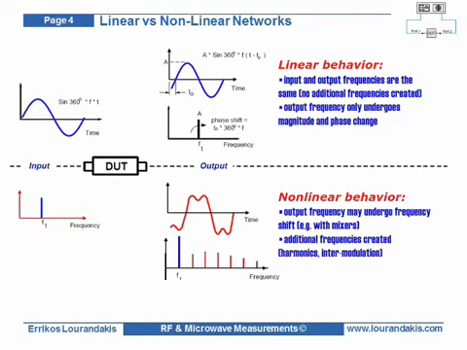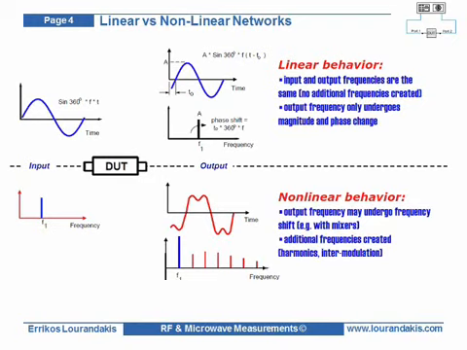Let's begin with some basic principles of microwave network theory. There are two major network types, namely linear and nonlinear networks. For linear networks, the input and output frequencies are identical. The output signal simply undergoes amplitude and phase change. Linear networks can be characterized by their S-parameters, as measured with a network analyzer.